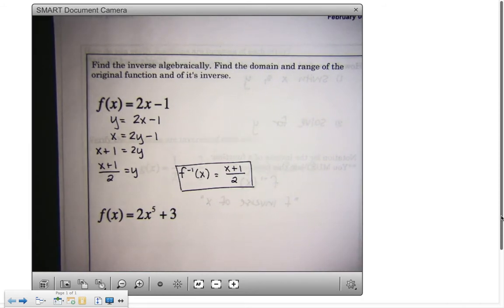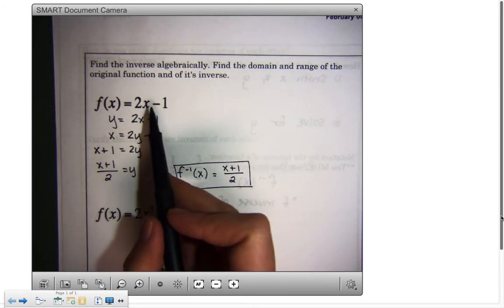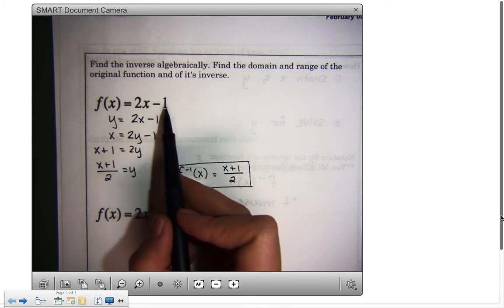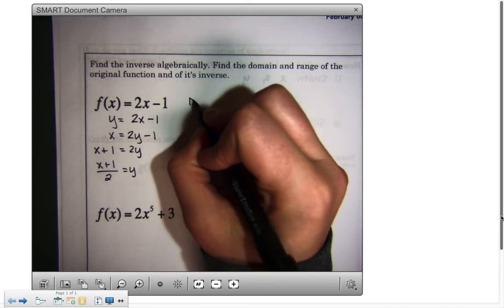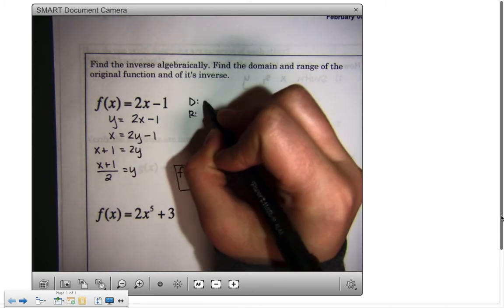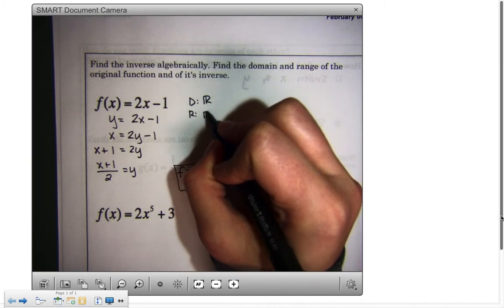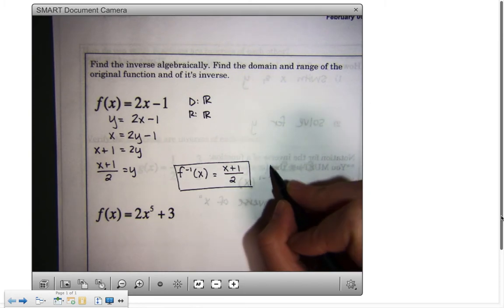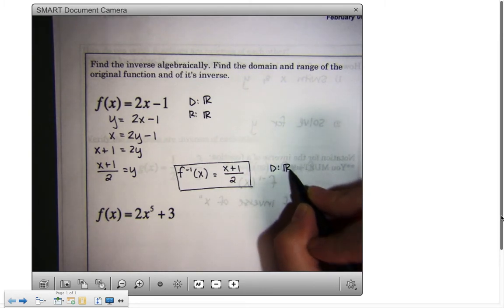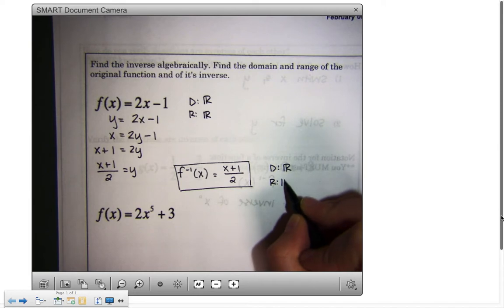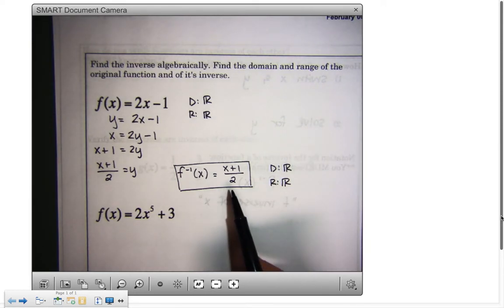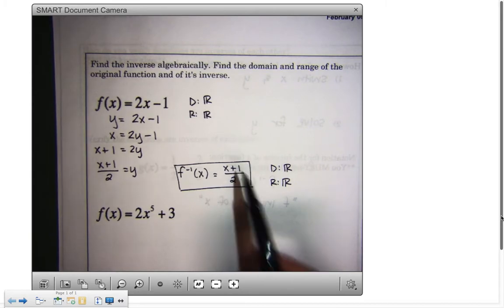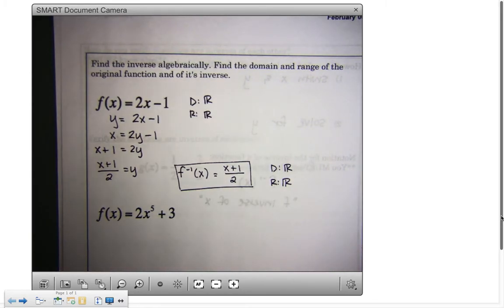So let's also think about its domain and range. This is the equation of a line in slope-intercept form, and we know the domain and the range of lines are always all real numbers. So if we switch the domain and range to get the inverse, they will still be all real numbers. Because again, this is still an equation of a line. You could rewrite that as 1/2 x plus 1/2 in slope-intercept form, and that's still an equation of a line.